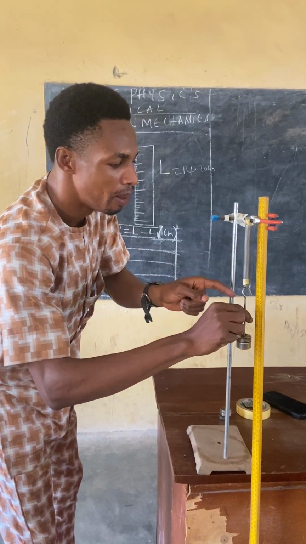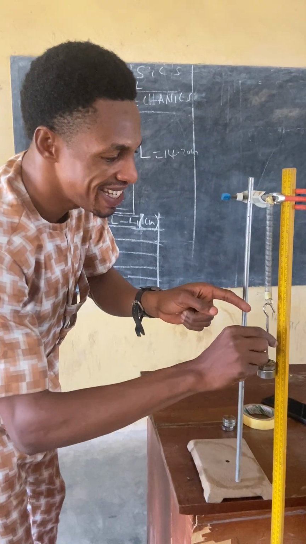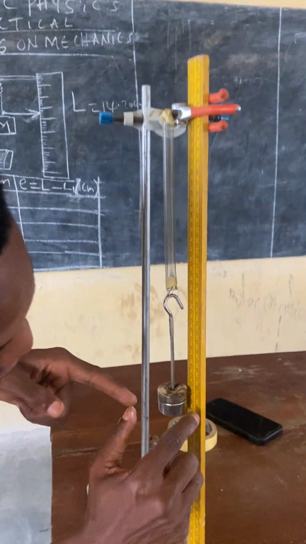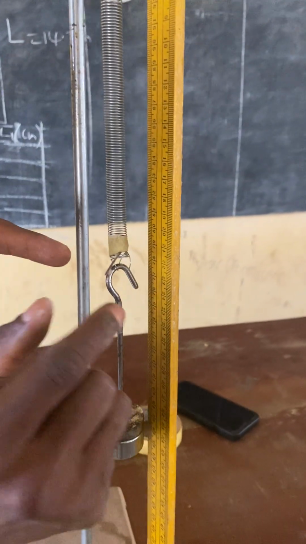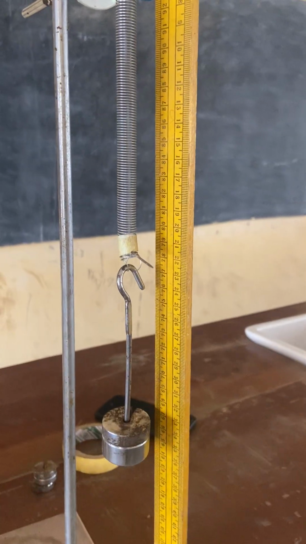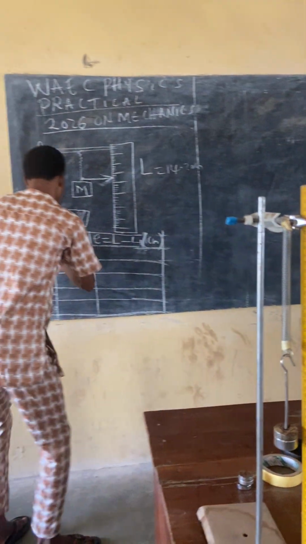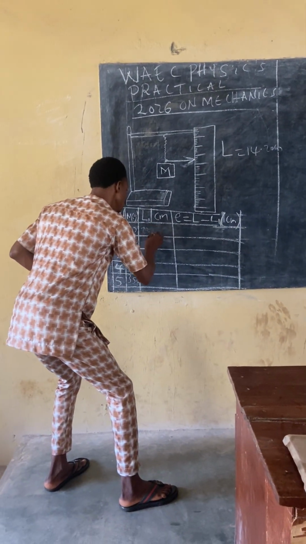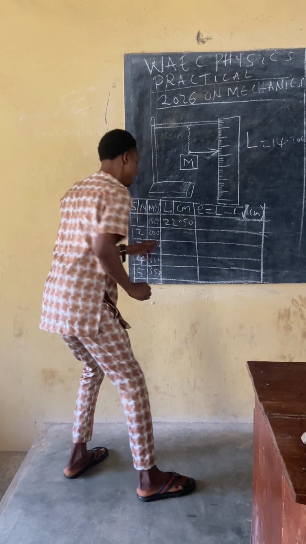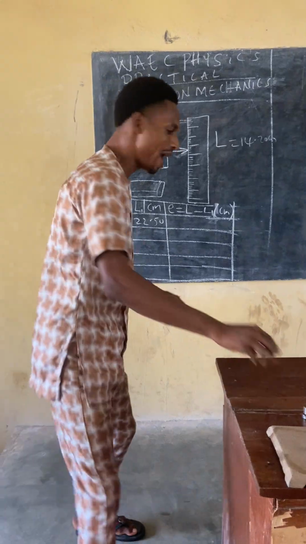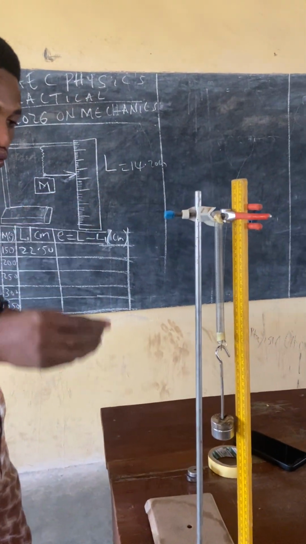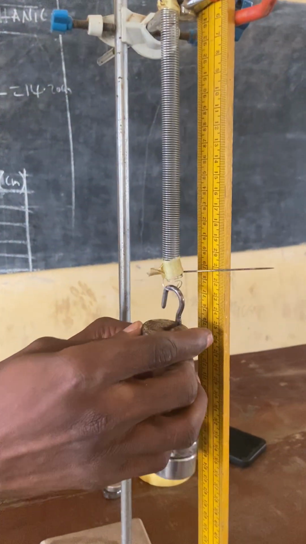Now I place this mass on my spiral spring. You see what happened to it? It increased. Let me read it from here, that is 22.5. So my first length here is 22.50. Now I'll add another mass, adding 50 to make it 200.